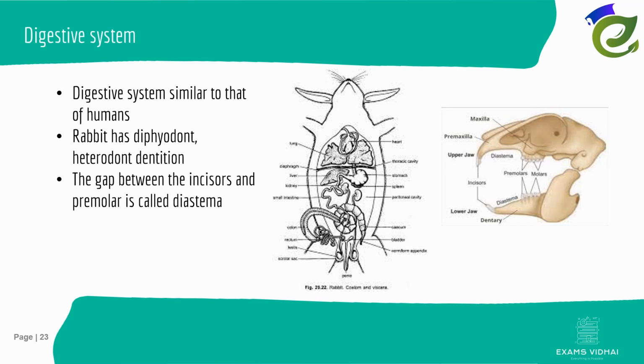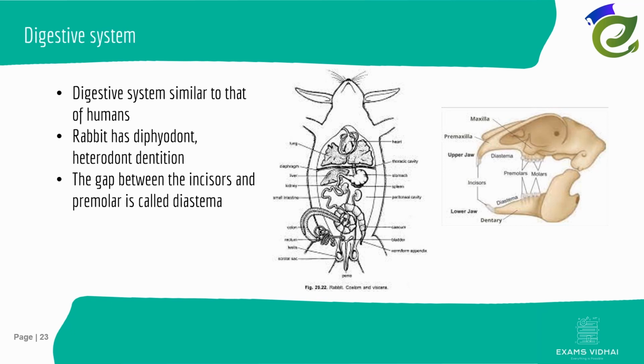It here also leads into the buccal cavity, and the floor of the buccal cavity is occupied by a muscular tongue, and it also has jaws which bear teeth. Now the teeth here are diphyodont and heterodont dentition. Diphyodont basically refers to the existence of two sets of teeth in the life of an animal. You have both the temporary set of teeth and the permanent set of teeth.